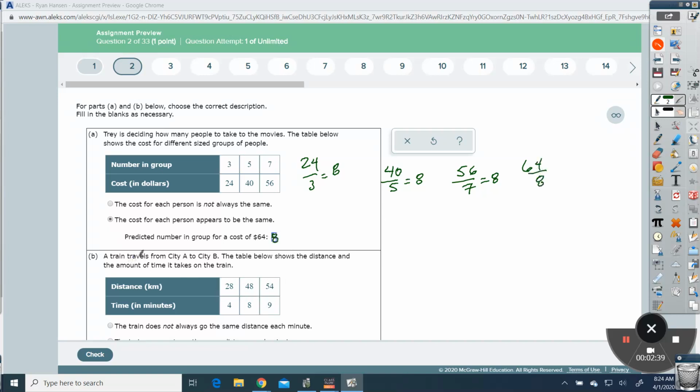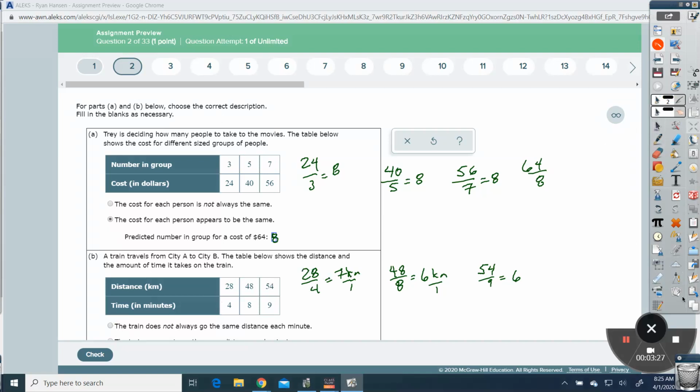Okay. The next question says a train travels from city A to city B. The table below shows the distance, the amount of time it takes on the train. Then it gives us the option. So let's see. It goes 28 kilometers in 4 minutes. So that means it goes 7 kilometers per 1 minute. 48 divided by 8 is 6 kilometers per 1 minute. 54 divided by 9 is also 6. But these are not all the same, so the train does not always go the same distance each minute. Okay, so you'd click on the first one.